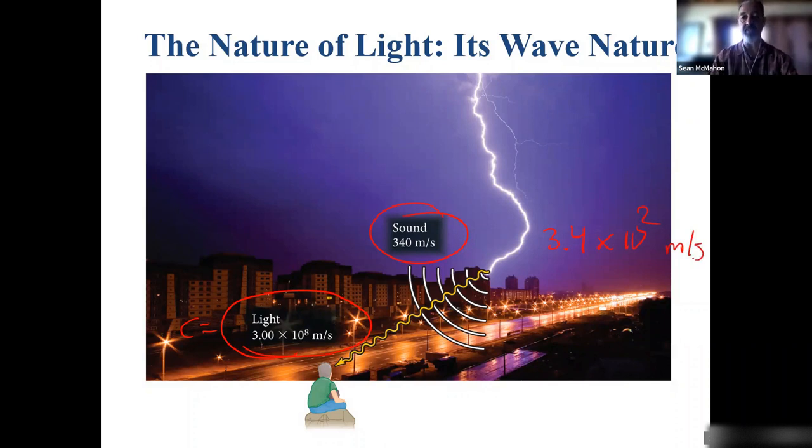Now, how big of a difference? Well, 10 to the 8th compared to 10 squared. If we subtract the exponents, it is 10 to the 6th. All right, 6 zeros, that's 1,000,000 times faster. So light is 1,000,000 times faster than sound. I just wanted to throw that in to give you a relative idea of how fast electromagnetic radiation actually travels.